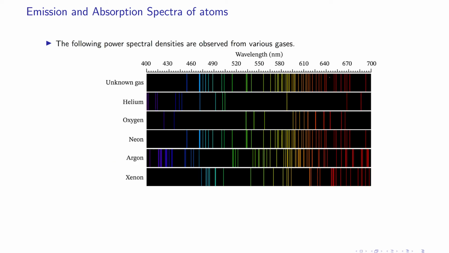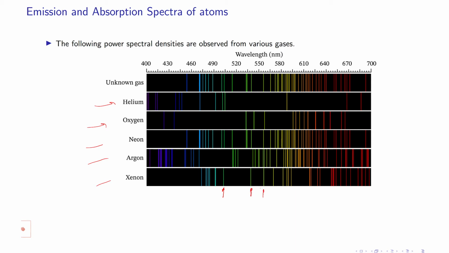Each atom, for instance, helium, or oxygen and neon or argon, will produce light when the electrons change their orbits. But when they produce this light, they produce specific frequencies or a specific wavelength. They cannot produce anything else.